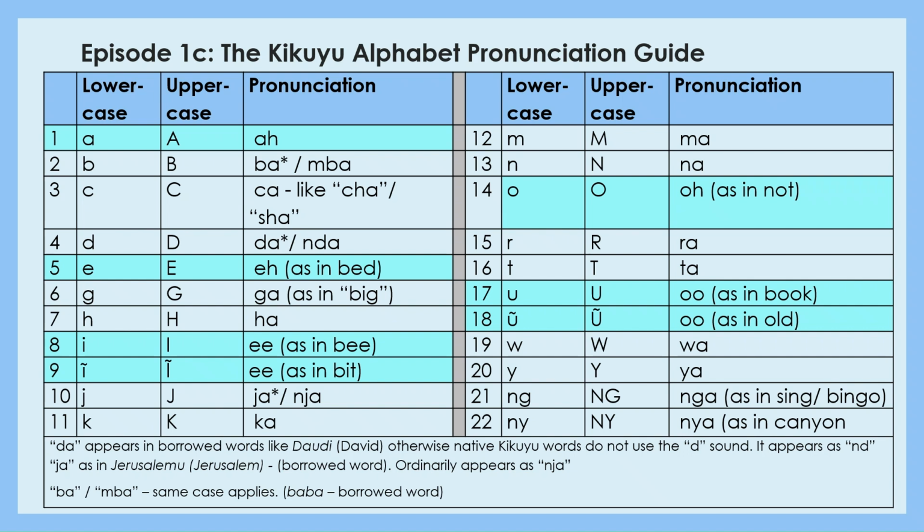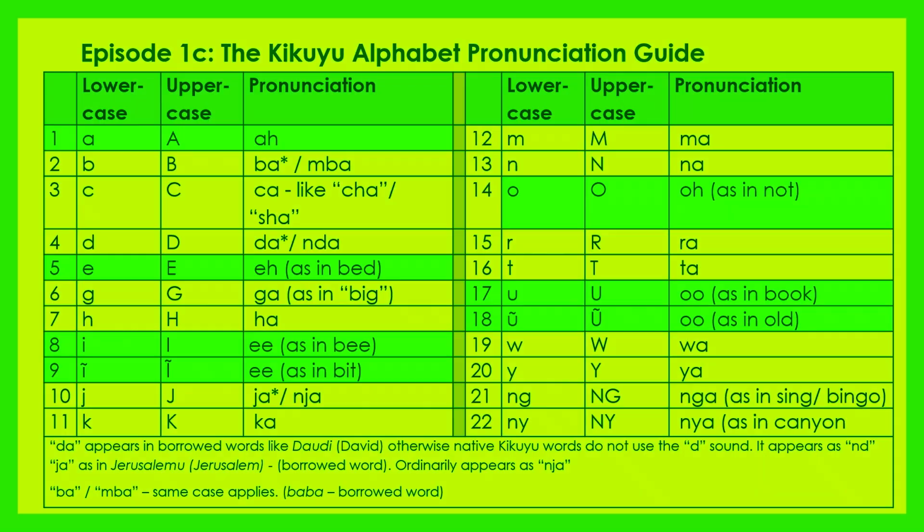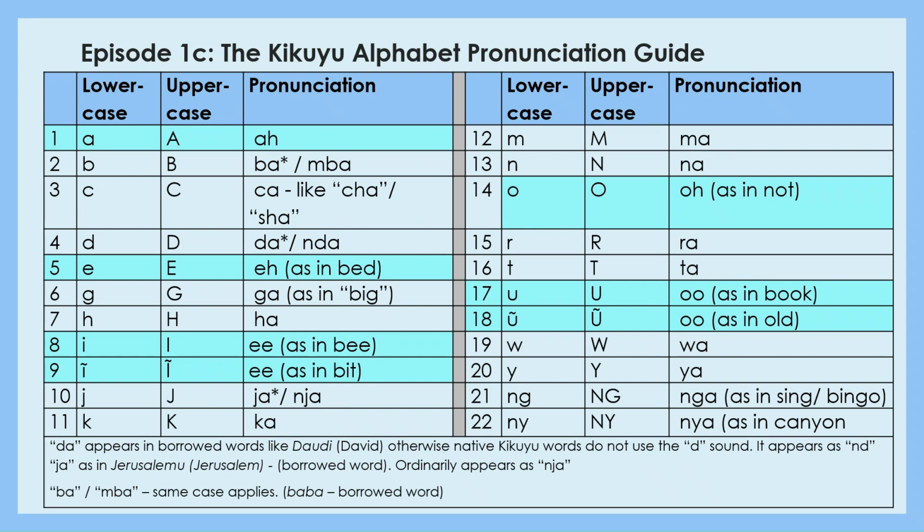The next letter is the letter ka. The next letter is the letter ma. The next one is the letter na. The next one, number 15, is the letter ra. The next one is the letter ta. The next one, number 19, is the letter wa. The next one is the letter ya. That is number 20.